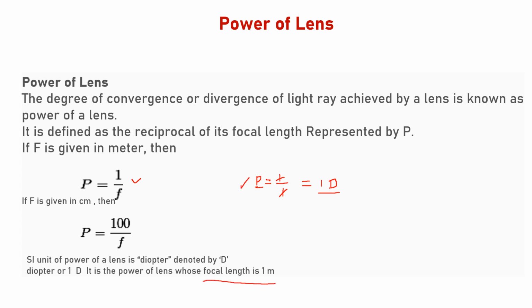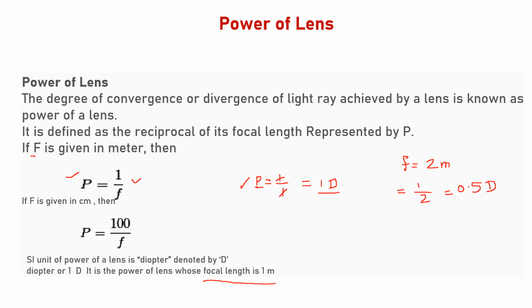Now let's take another example. If the focal length of a lens is given as 2 meters, which formula do you have to use? This formula, when the focal length is given in meters. So I will directly apply the formula and substitute the value. So 1 upon 2. What is 1 upon 2? 1 divided by 2 is 0.5 diopter, right? So this will be my answer.